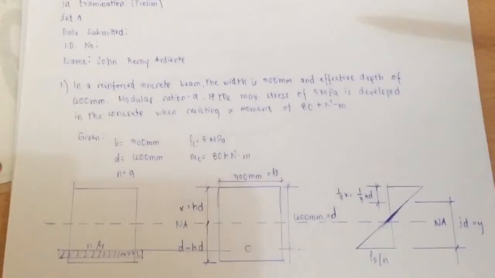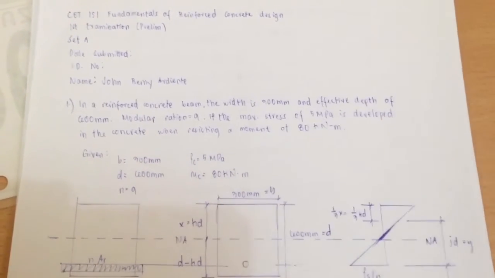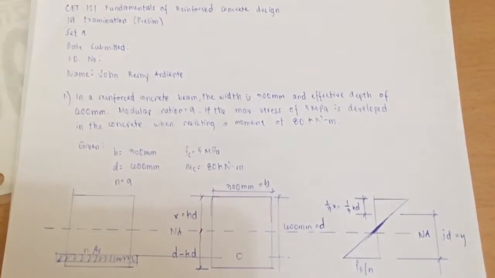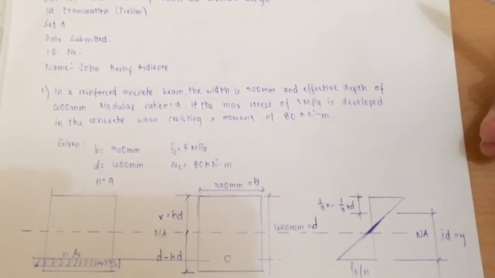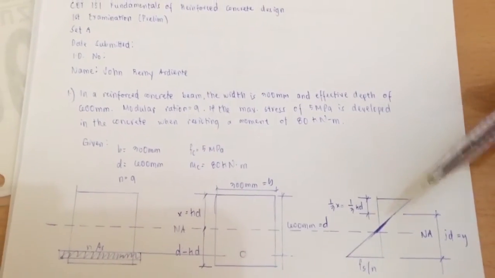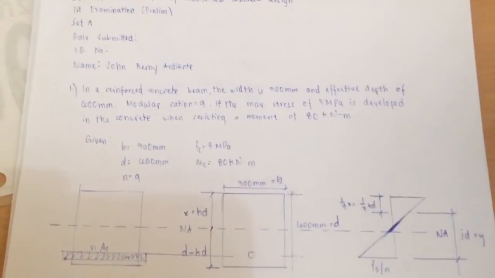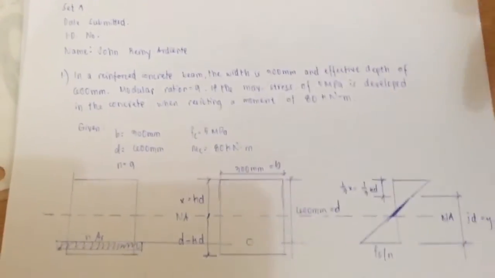In this kind of problem, we are asked to determine the neutral axis from the extreme fiber of the beam, the required area for the steel reinforcement, and the stress developed in the steel, which is in tension.